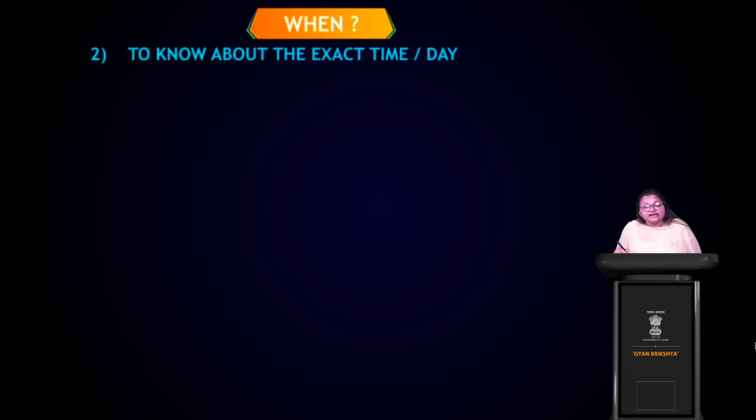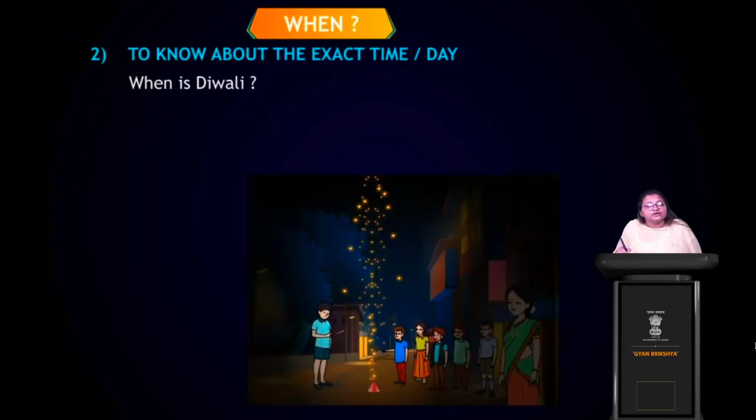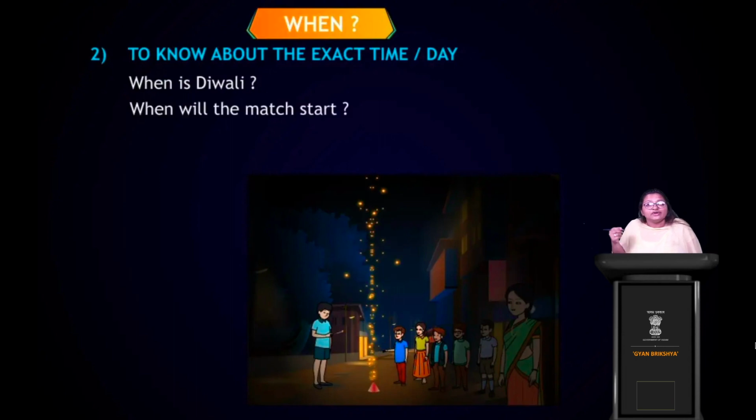To know about the exact time or day, as I told you, when did India get independence? So there is an exact date for this, right? 15th August. Now what are these people doing? It's Diwali, right? So the question can be, when is Diwali? So what is the time when Diwali is coming this year? So when is Diwali? When will the match start?